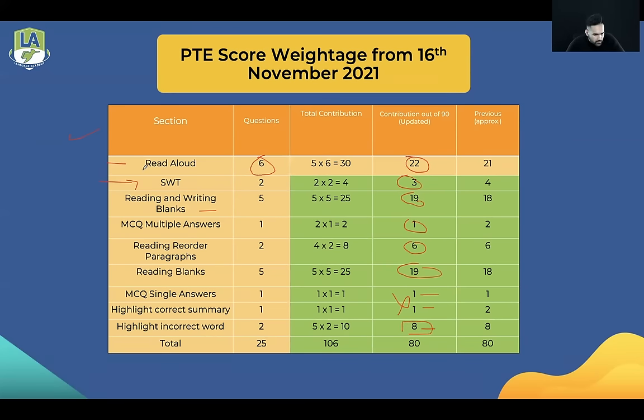So what's important? Read aloud, reading blanks, reading reorder paragraph, reading blanks, and highlight incorrect words. Summarize written text, it's fine, not that important. But MCQ multiple answer, MCQ single answer, highlight correct summary, you don't really need to stress much about here. Don't worry about this. This is the current contribution. But because the format is going to be updated from 16th of November, this is the updated one.